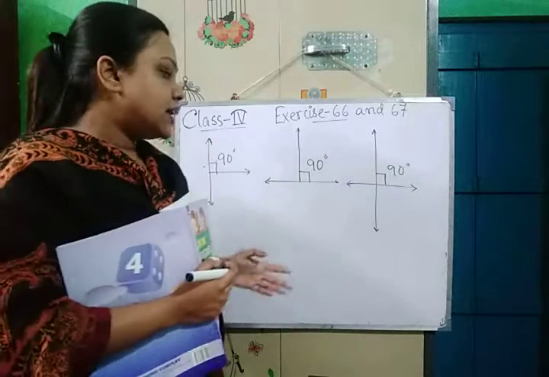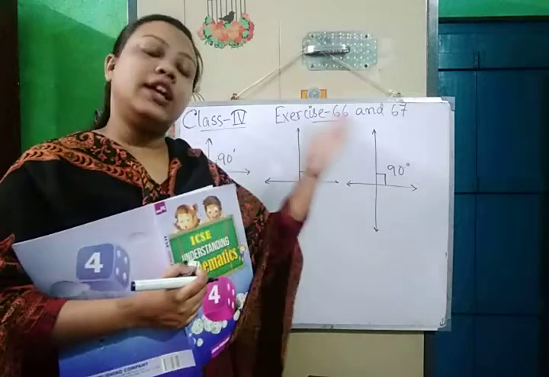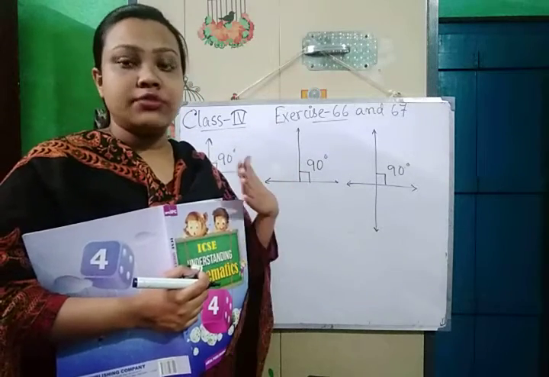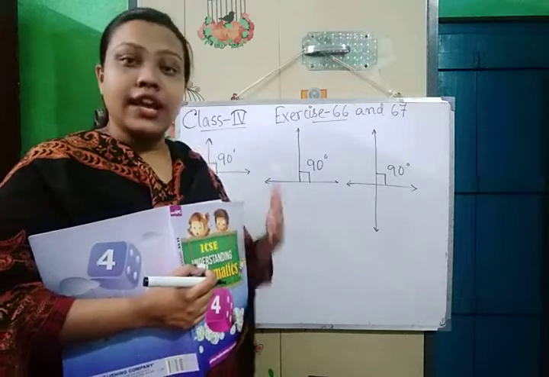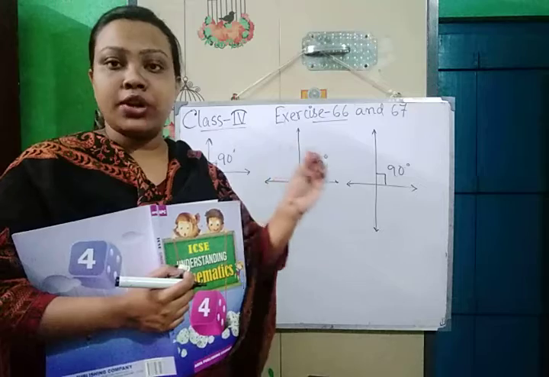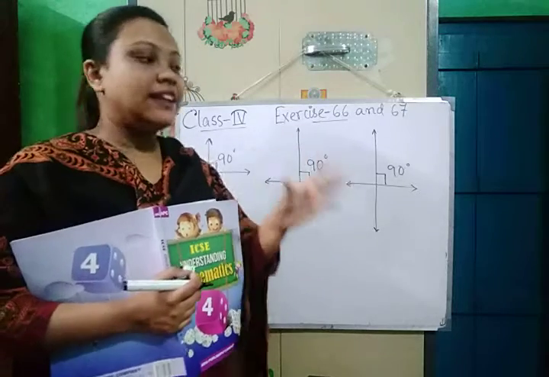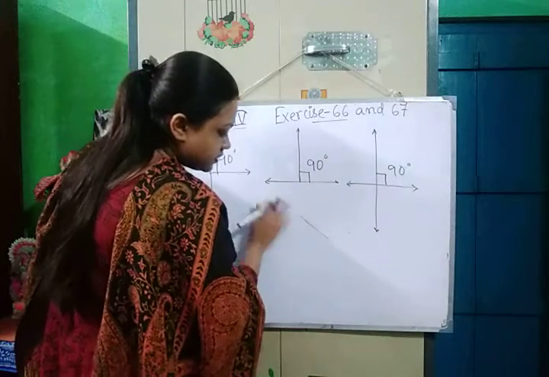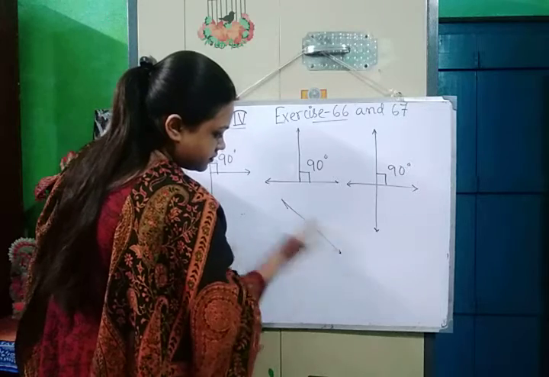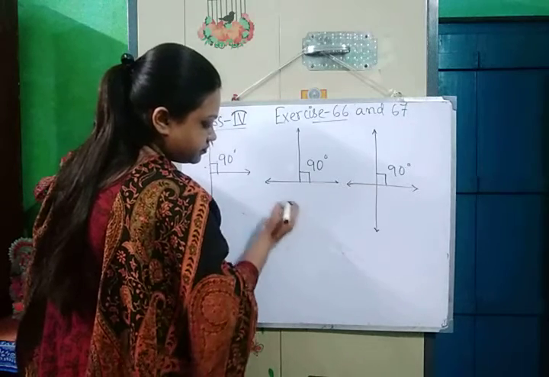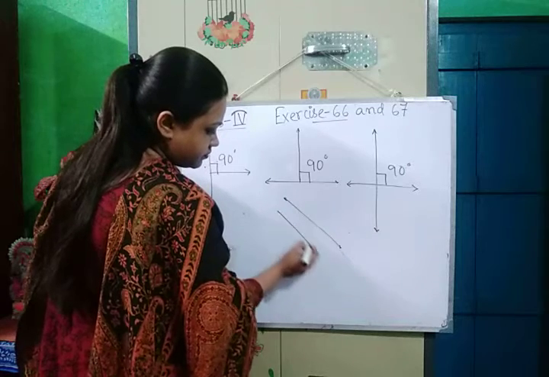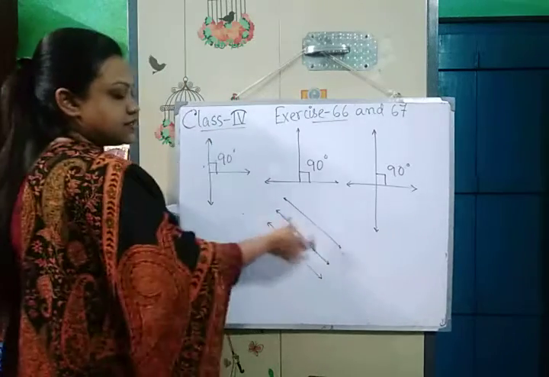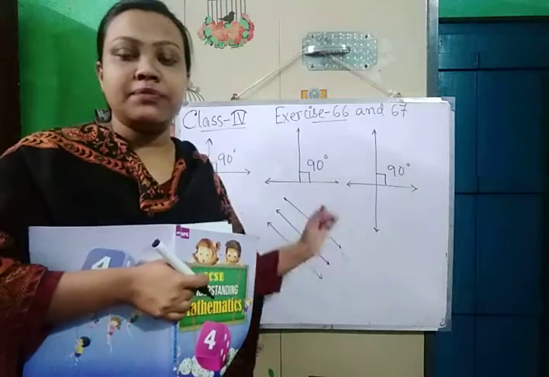In this exercise we will learn which are perpendicular lines and which are parallel lines. Parallel lines are not only two lines; more than two lines can also be parallel to each other. That means lines which cannot intersect each other, and at each and every point the distance is always the same, are called parallel lines. Suppose I have drawn three lines here. If we extend all of them, they cannot intersect each other.